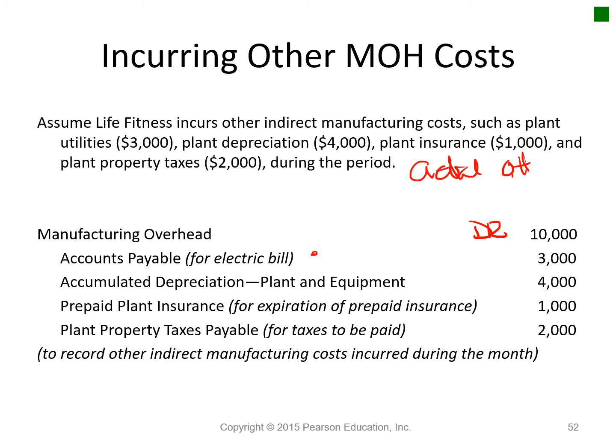And then of course, look at the credits. You could have accounts payable for the utility bill. The depreciation goes to accumulated depreciation. For the insurance, if you did some adjusting entries, you could be crediting the prepaid insurance account. So this could be an adjusting entry. And the same thing with your property taxes. But again, the point is that manufacturing overhead gets debited for all of the actual overhead, and it's going to get credited for the allocated overhead.